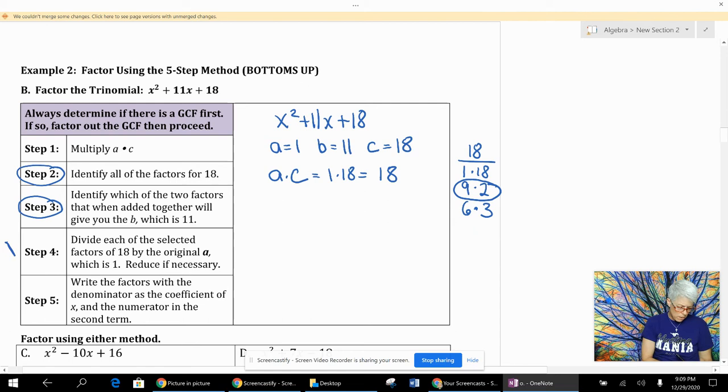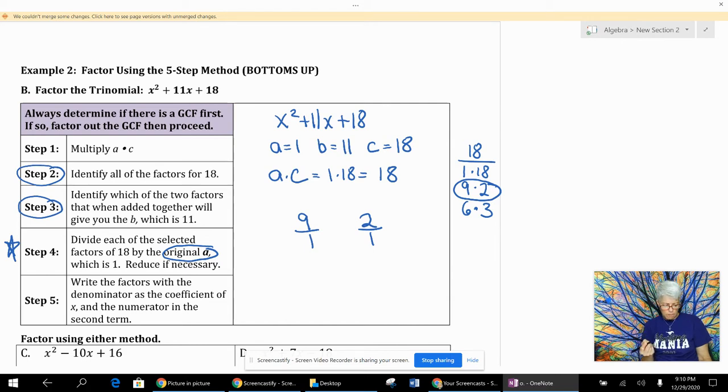All right, here is the new thing that we're going to do. It says divide each of the selected factors of 18 by whatever A is. What is A? For this quadratic, A is 1. So I'm going to take the 9, take the 2, and divide them both by A. That seems kind of dumb, and when A is 1 it seems kind of pointless, but again, we're getting in the habit of it for when we get into the harder ones.